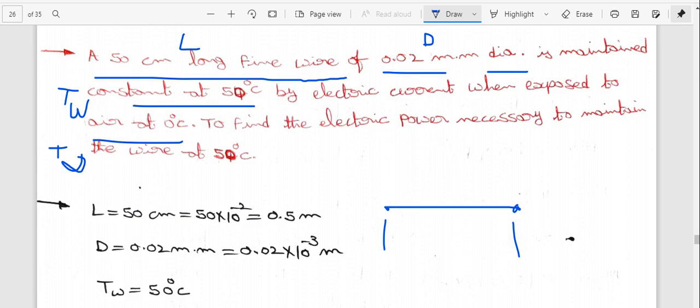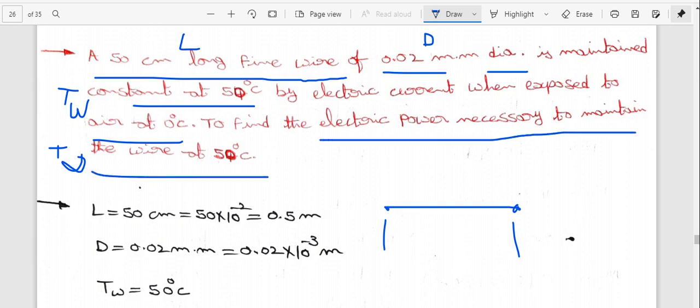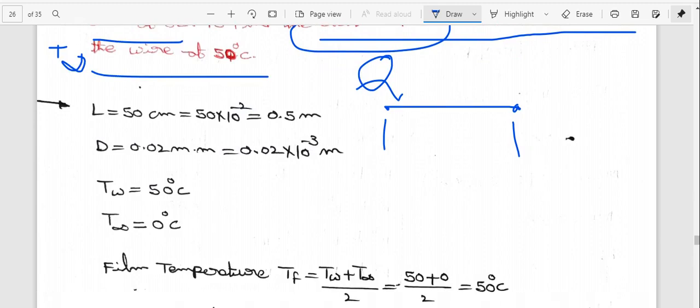We need to find the electric power necessary to maintain the wire at 50 degrees. To find the electric power, power means the Q value. So here the wall temperature and the ambient temperature are given.